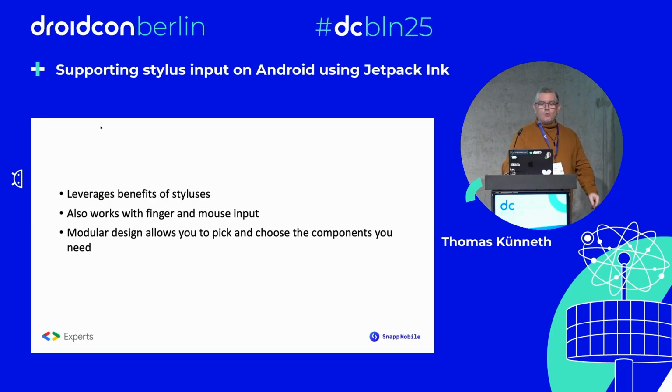Now, why should we use Jetpack Ink API? I mentioned that already. It leverages the benefits of a stylus, but it also works with finger and mouse input. It has a modular design, which allows you to pick and choose the components you need rather than forcing us to some big monolithic architecture where we have to learn a lot before we can really take advantage of the library. Now, I know this sounds great on paper. I will be showing you a lot of code in the subsequent slides, so you can judge for yourself if my hypothesis here is correct.